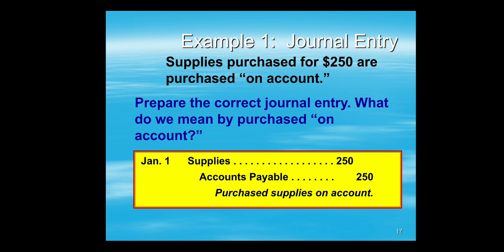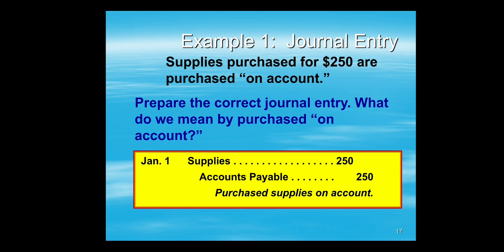So now analyze this thing. Supplies purchased for $250 on account. So you analyze first. After this transaction happen, you analyze. Analyze means you have to know the type of the transaction. So the type of the transaction is supplies purchase on account. That is the type of the transaction. And then you have to know the effect of the transaction on the accounting equation.